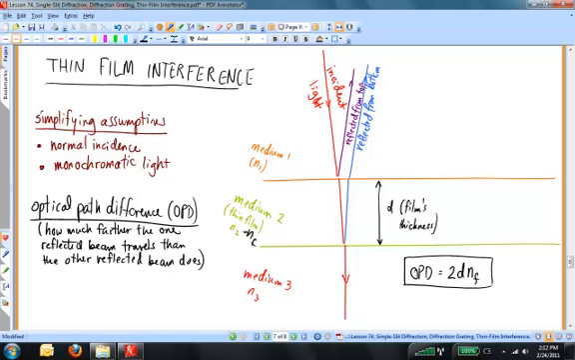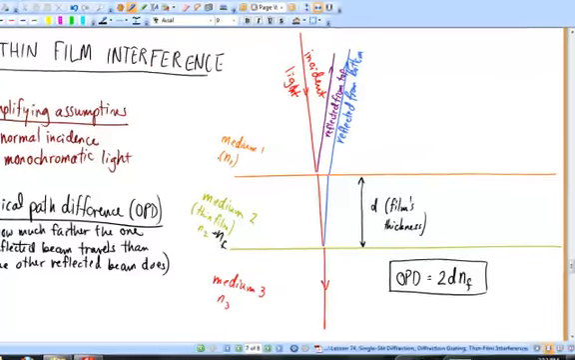Okay? Now what about the conditions for constructive and destructive interference? We first have to determine the relative phase shifts that the two beams may experience during reflection. If both beams experience the same phase shift during reflection, then constructive interference is going to occur when the optical path difference is equal to an integer number of wavelengths, and destructive interference happens when the optical path difference equals a half integer multiple of wavelengths. So we can write these relationships for constructive and destructive interference when the relative phase shifts are the same.